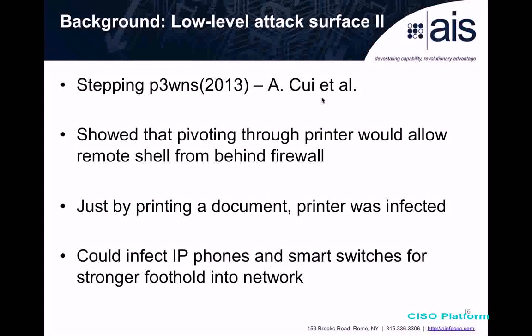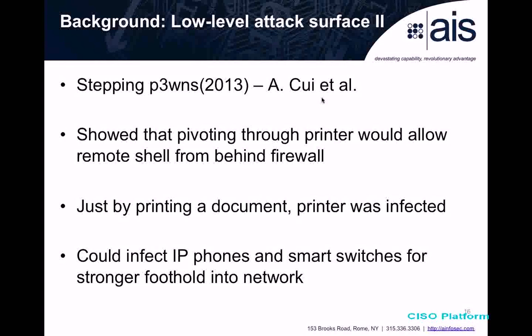This is actually one of my favorites, from 2013. It's called Stepping Pwns. It showed that you could pivot through a printer, and that would allow a remote reverse shell from behind a firewall. The attack scenario was that the researcher would email an organization a PDF that had a firmware update for the printer in that PDF. Since this wasn't a Windows virus, it would not show up as malicious in any of the antivirus software, even ones like FireEye that run in a VM or do behavioral analysis.